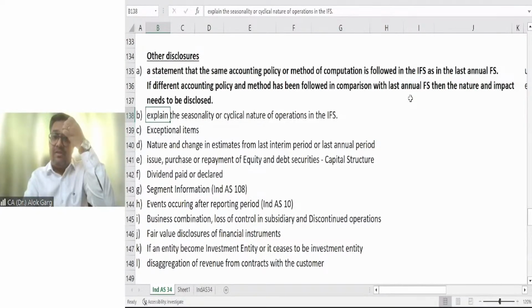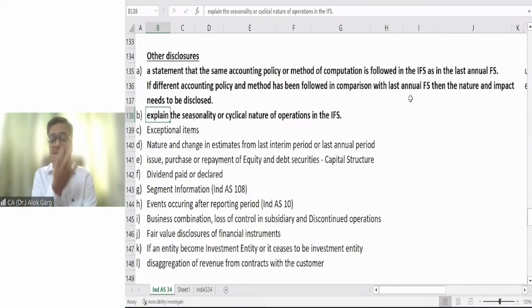Explain the seasonality or cyclical nature of operation in the interim financial statement. Friends, like the sugar industry is a cyclical industry, it's a seasonal industry, right? So if the business of the company is seasonal or cyclical, this fact is required to be disclosed in the notes to accounts, right? So explain the seasonality or cyclical nature of operations in the interim financial statement. This is again a mandatory disclosure. You can see that this kind of disclosure is more of a policy related disclosure.